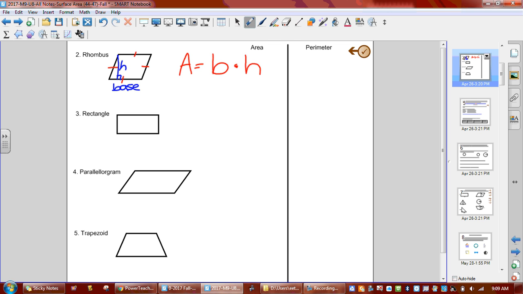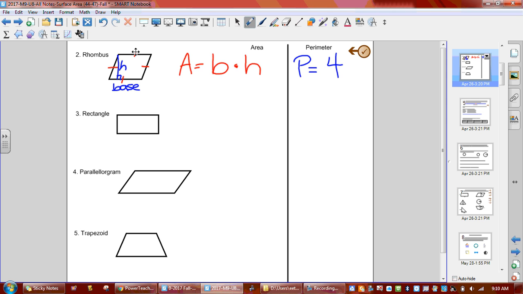Now, what do you think I could do for my perimeter of that object? Would there be any changes from the perimeter formula of a square? No. There's 4 sides, and they're all the same. So we could say perimeter of the rhombus is 4 times the side length. Same as a square.